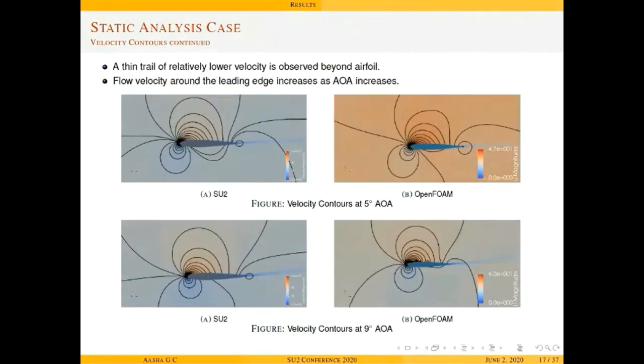A thin wake at the trailing edge can be observed, and the flow velocity around the leading edge increased as the angle of attack increased. So the difference in the velocity increased as the angle of attack went up to 9 degrees. As you can see here, the difference is about 4 to 6 meters per second at the leading edge, but there are no other significant differences.